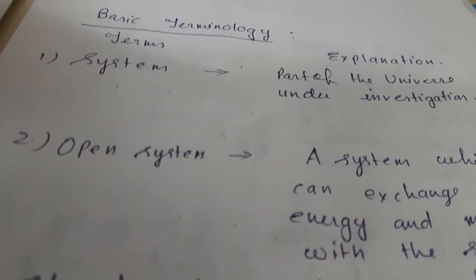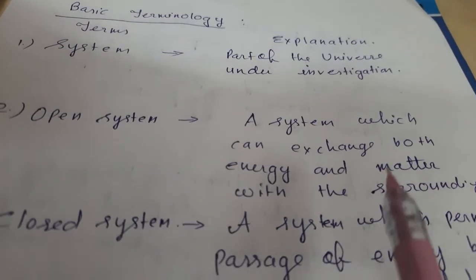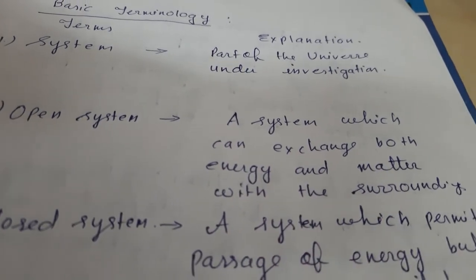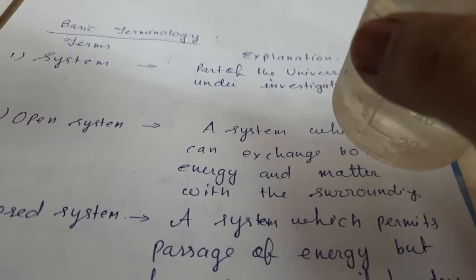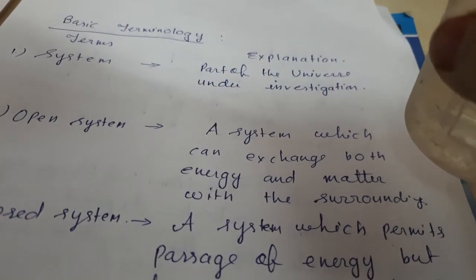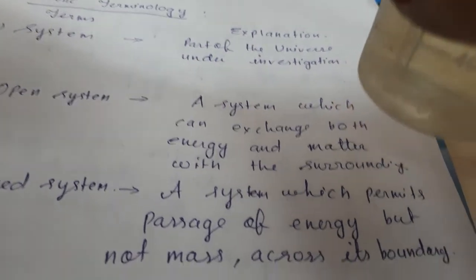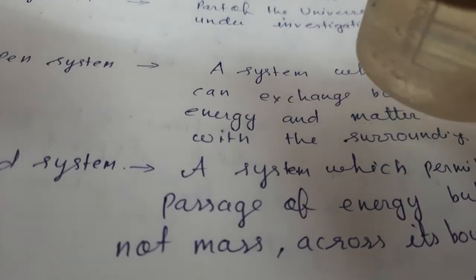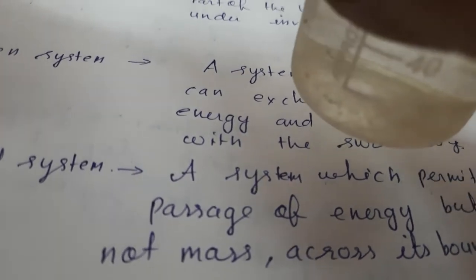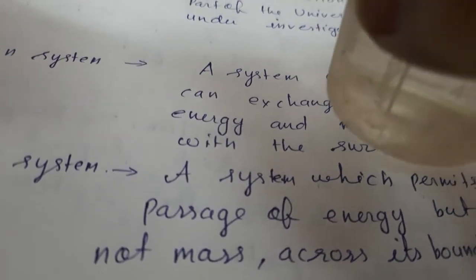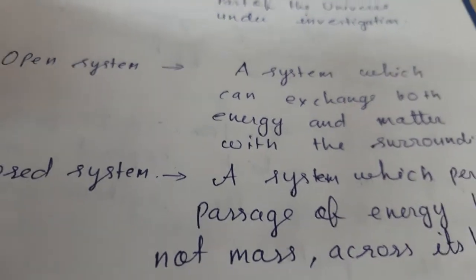Now comes open system. As you see, this beaker is open. So it is a system which can exchange both energy and matter with the surrounding. If I leave this beaker outside, then after 3-4 days you will find that the level of the chemical, or water, will have decreased. That means energy and matter both are exchanged with the surrounding. If it is cold water, it will become hot or normal room temperature. If it is hot water, it will become cold. So this is open system.